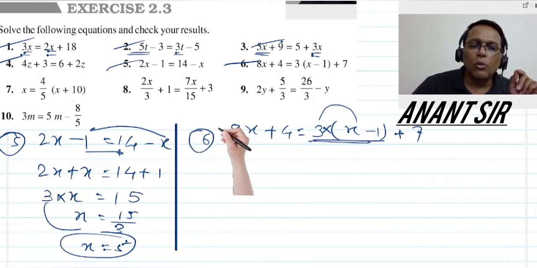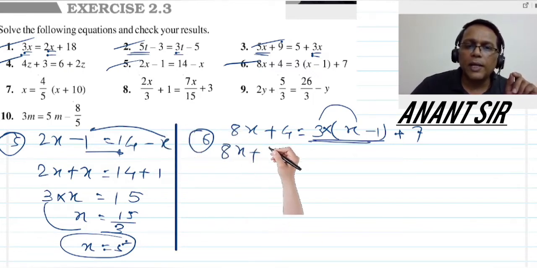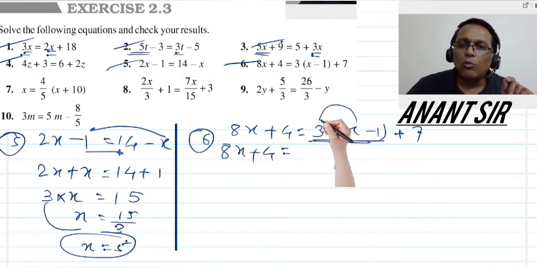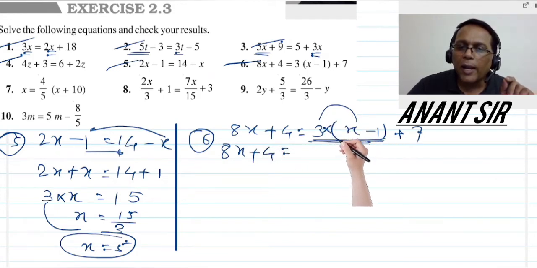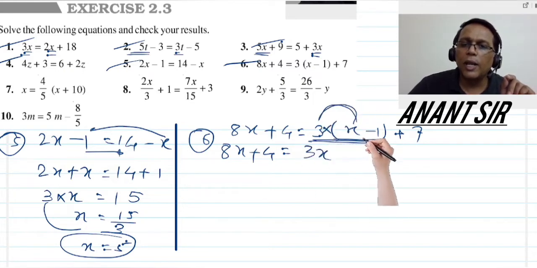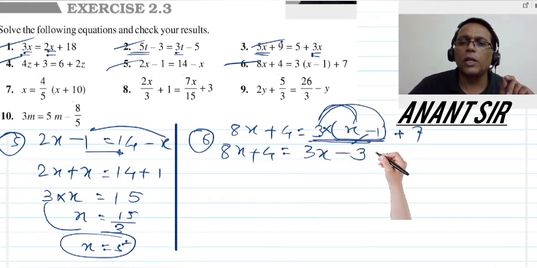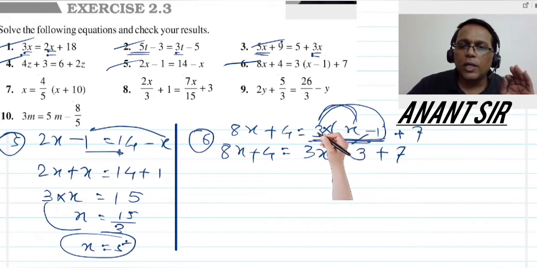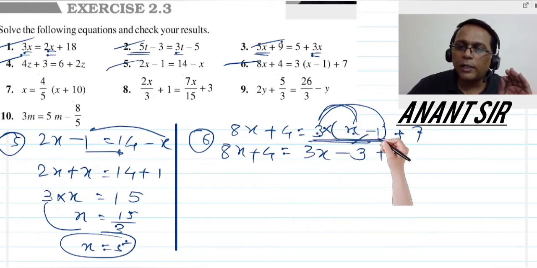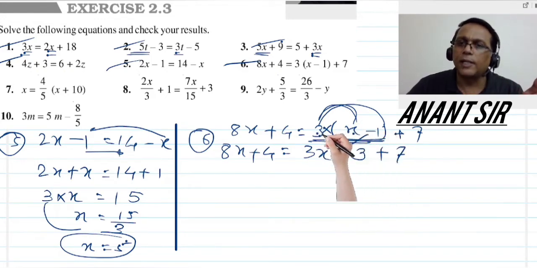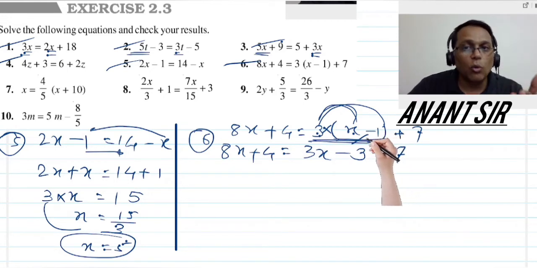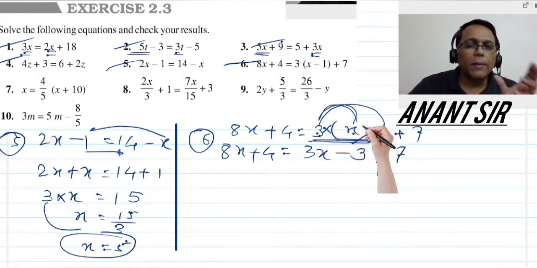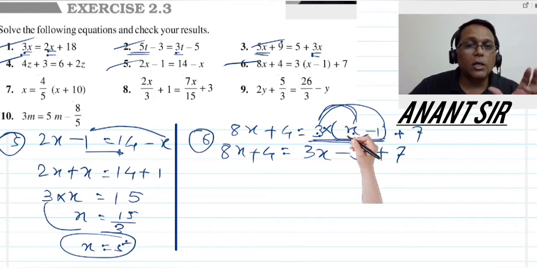Now what you do? I am keeping this 8x plus 4 as it is. I have to multiply this whole bracket by 3. So 3 into x is nothing but 3x. Then the sign minus, then again 3 into 1 is 3, plus 7 as it is. Now the mistake students make here is they multiply 3 into x, they write 3x, then they write 1 as it is. They don't multiply that 3 with 1 also. You have to multiply with all the terms in the bracket.